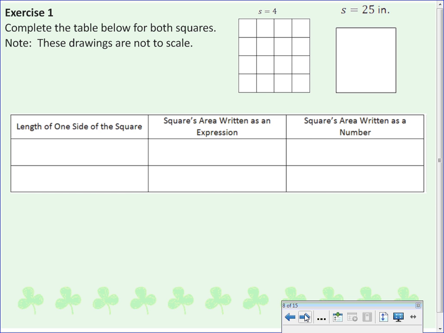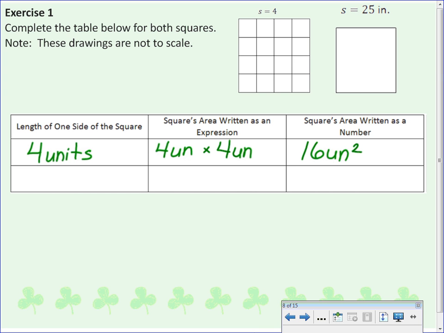All right, so right now, let's complete this table for the two squares that we just worked on. I'll do the first one together, and then you can try the second one on your own. So we see here that the length of one side was 4 units. Oh, there are two new examples. I apologize. So 4 units. So as an expression would be 4 units times 4 units. So the square's area would be 16 units squared. Now you try the next row on your own.